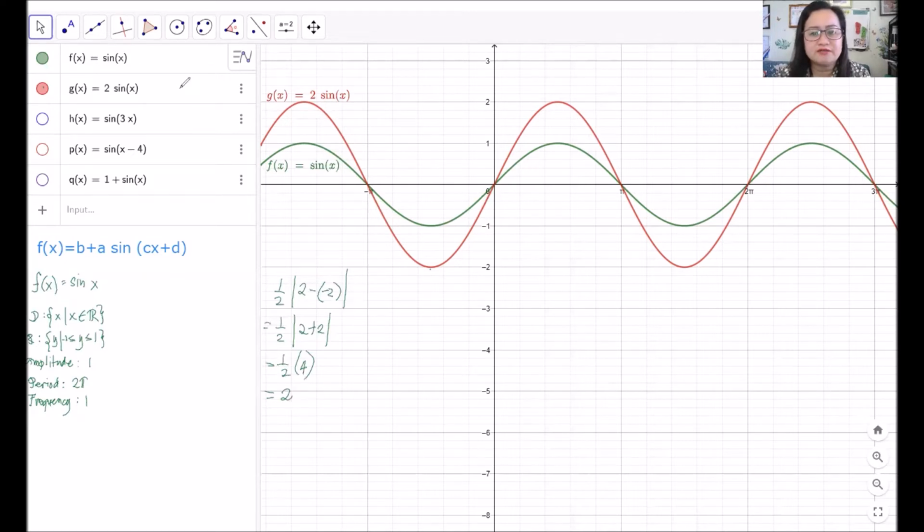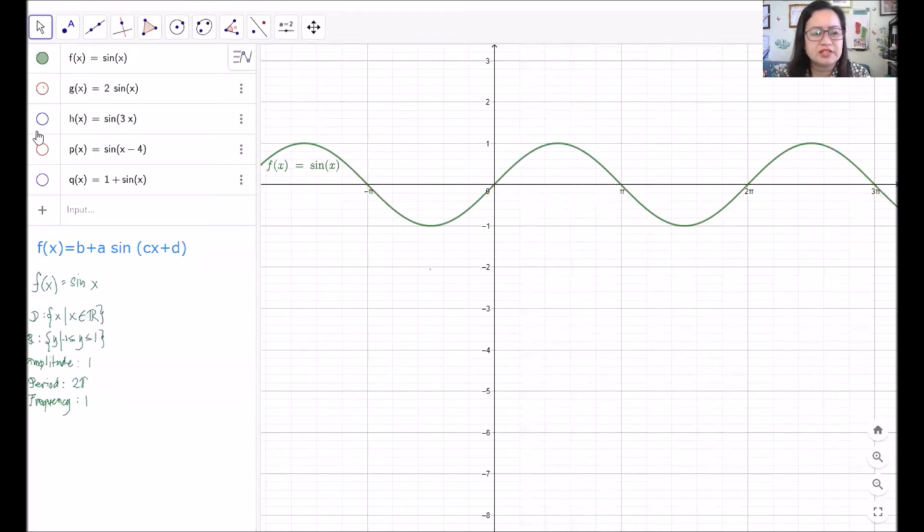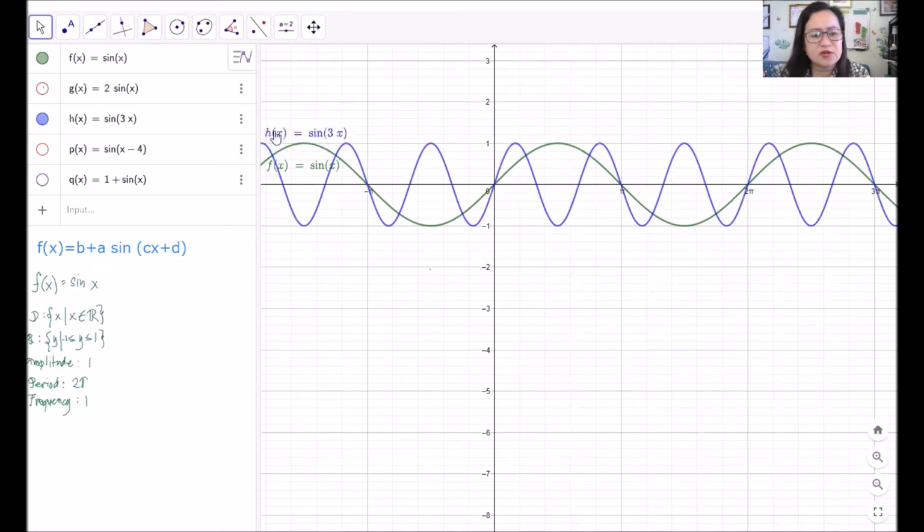Now, what if we have a change in the value of c? Let's take a look. I'll erase first the notations so that we can have a clear screen. Now, what if there is a change in the value of c? So you can see now h of x is equal to sine 3x.